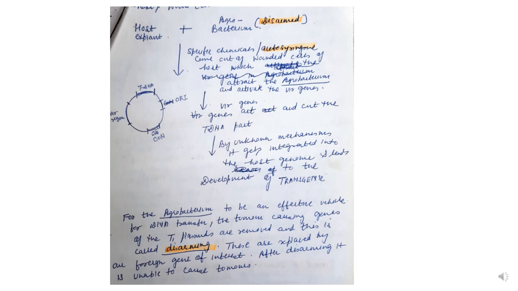That is why Agrobacterium tumefaciens is also called a natural genetic engineer, because the tDNA is naturally transferred from Agrobacterium tumefaciens to the host plant.